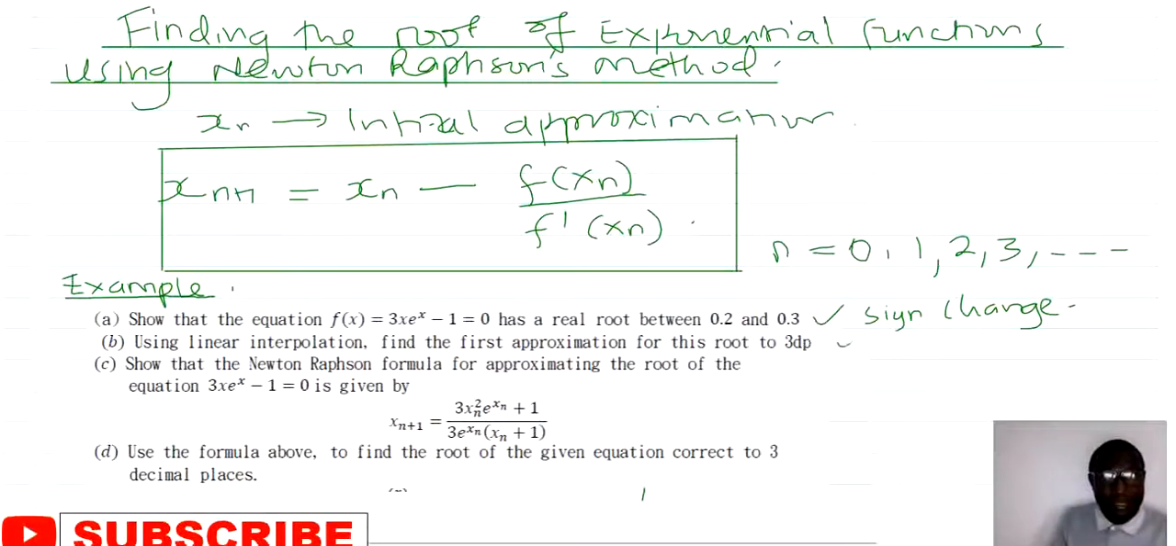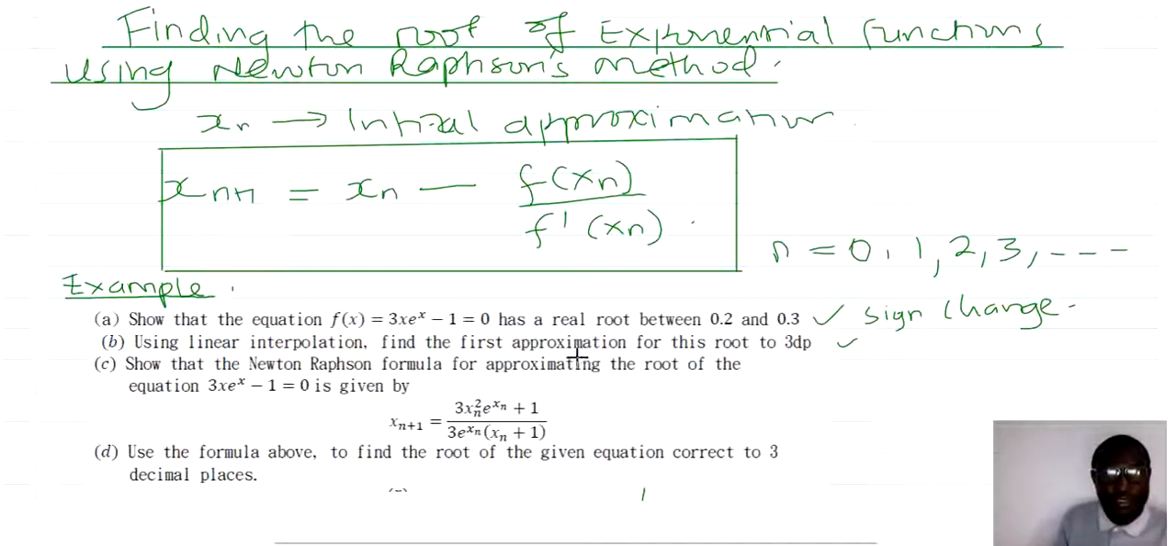So we are going to see this again, much as we saw it in the previous videos. We are going to see how to use linear interpolation to find that root. Then showing that the Newton-Raphson formula for estimating the root of the equation 3x e^x minus 1 equal to 0 is given by this. That is what is here in our agenda of the day. So let us get started.